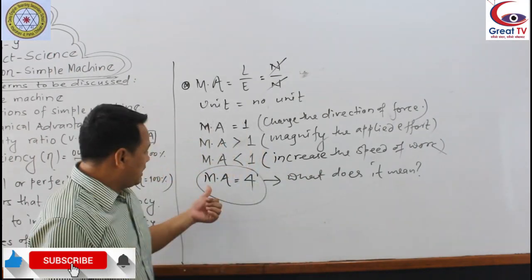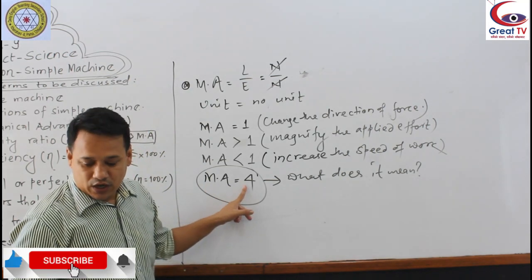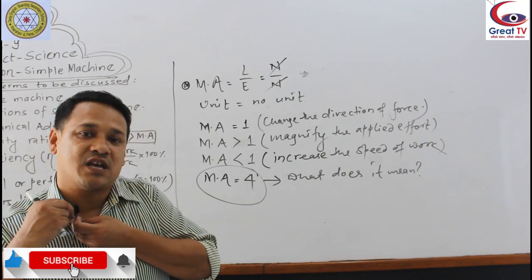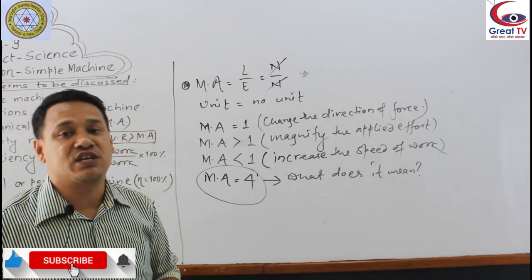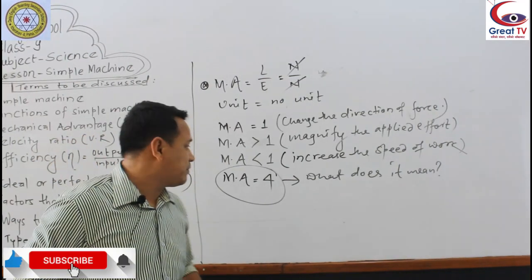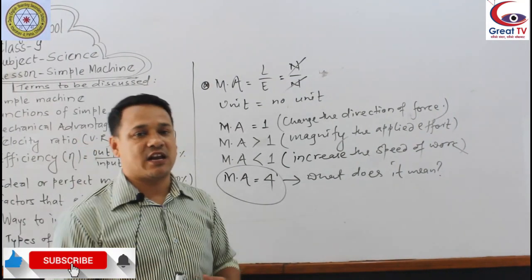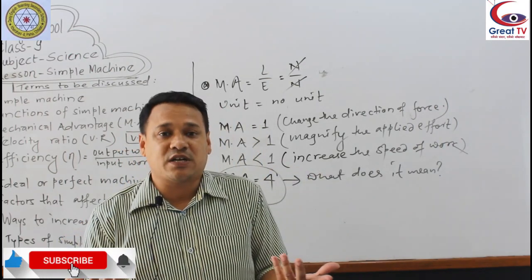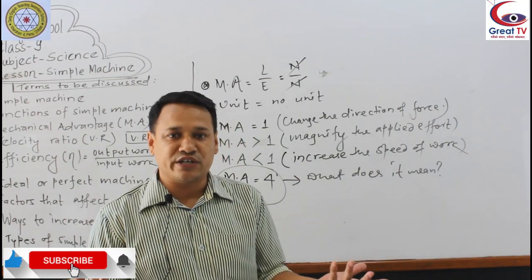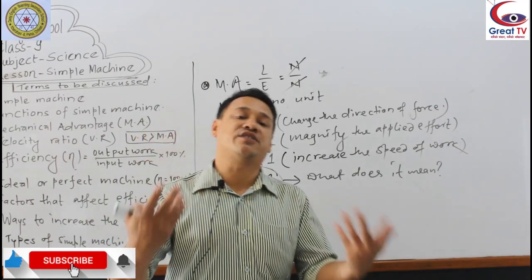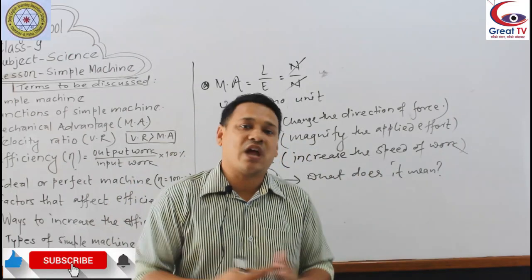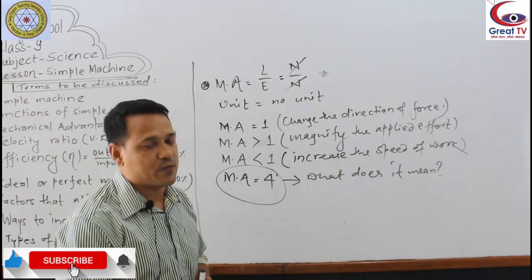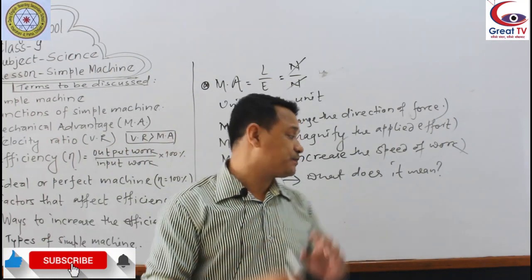So in MA, whatever number is given, that many times the load you can lift using any effort. So if mechanical advantage is 3, then 3 times heavier load can be lifted by using any effort. If you use 100 Newton effort, then you can lift a 300 Newton load. That is the meaning of mechanical advantage 3. So this type of question may also be asked in your exam.